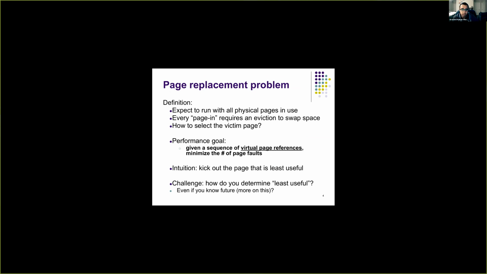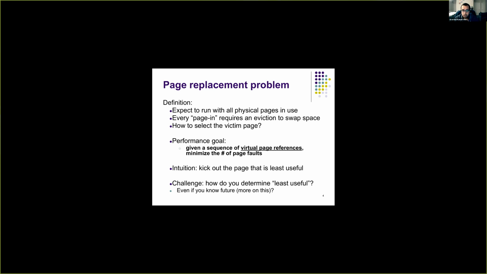And here the problem becomes which page in the physical memory to be selected so that it can be evicted out, which is the victim page. The performance goal for any page replacement algorithm is to minimize the number of page faults for a given set of page references. And here, the intuition behind page replacement algorithms is to find a page that is least useful so that when it is swapped out, the page faults will be less, or in the hope that the page that we just swapped out will not be used by any process.